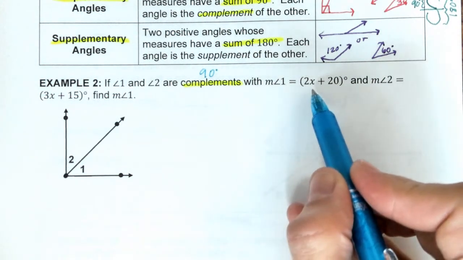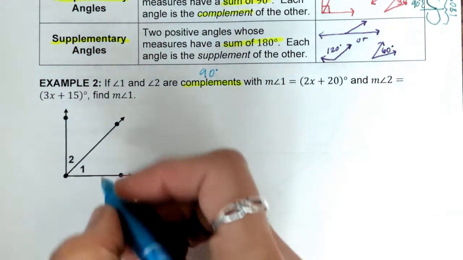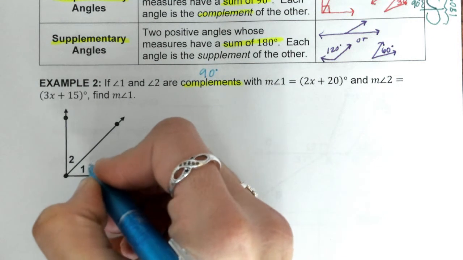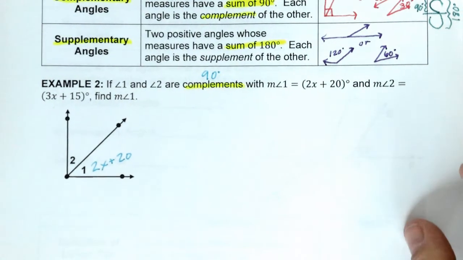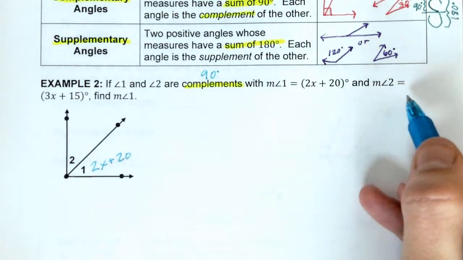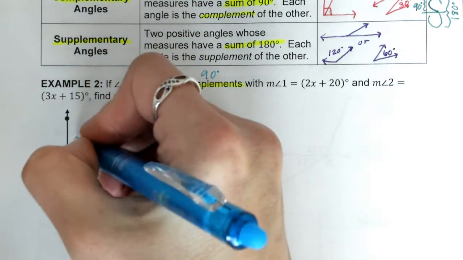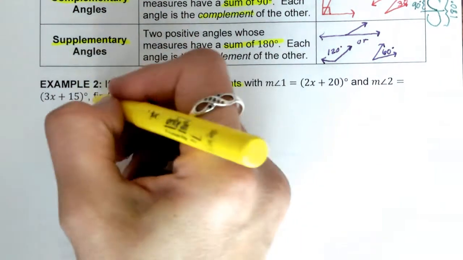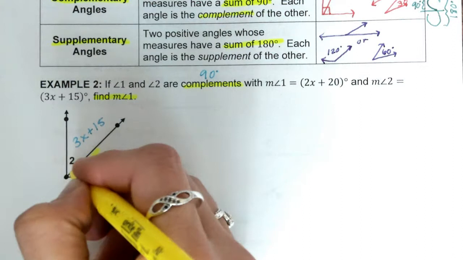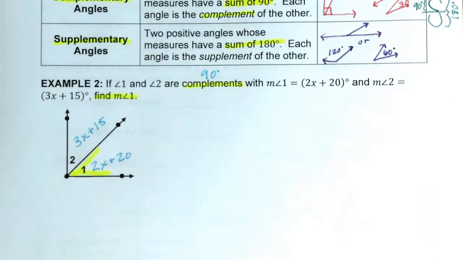The measurement of angle 1 is 2x plus 20. So over here at angle 1, I'm going to label it as 2x plus 20. Very important to label everything. I tell my students this every day. The measurement of angle 2 is 3x plus 15, so let's throw in 3x plus 15 over here. In the end, I'm going to want to find the measure of angle 1, so I'm going to substitute back in for that one.